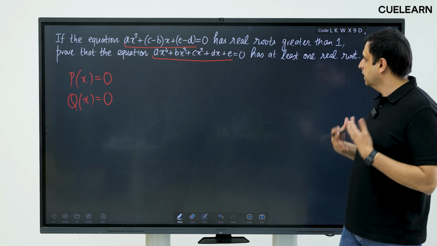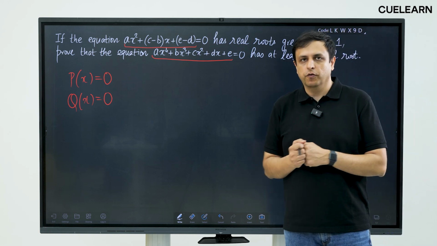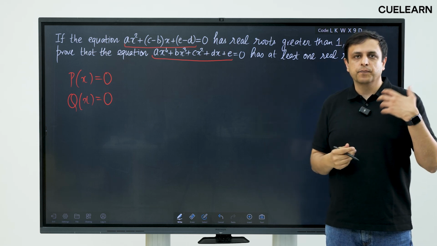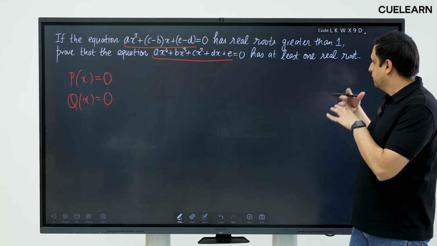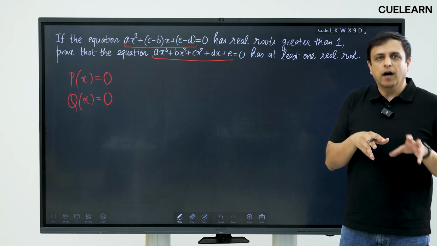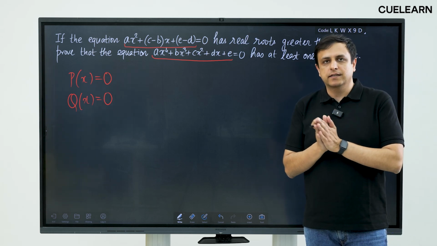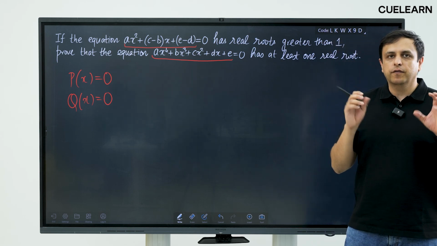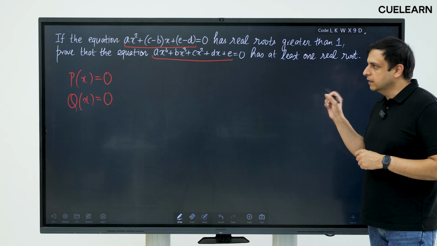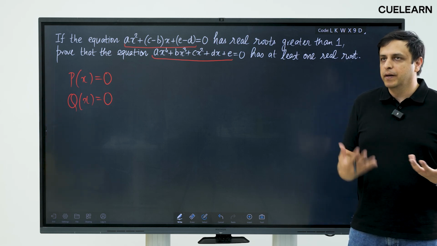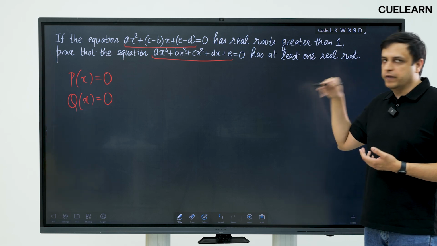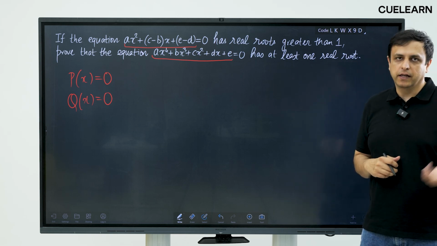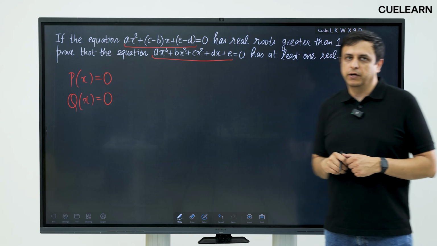What does that mean really? What does that mean in terms of the behavior of q of x? What are we trying to prove? If we have to prove that q of x has at least one real 0, then if we are able to prove that the graph of q of x cuts the x-axis at least once, that is what I am going to try and prove here. If the graph of the polynomial q of x cuts the x-axis at least once, then we will be done, because that will mean that q of x is 0 for at least one value of x. So, q of x has at least one real 0, or this equation has at least one real root.